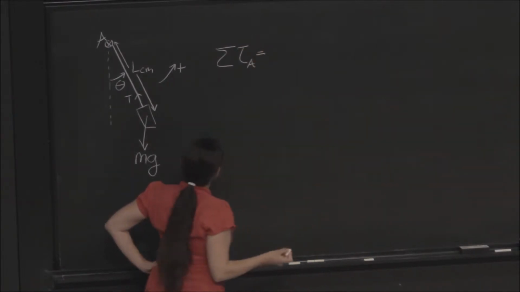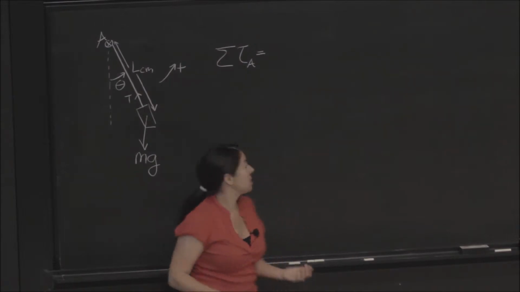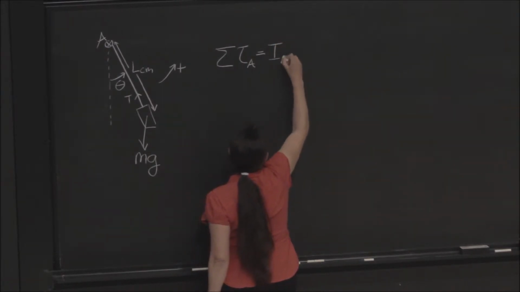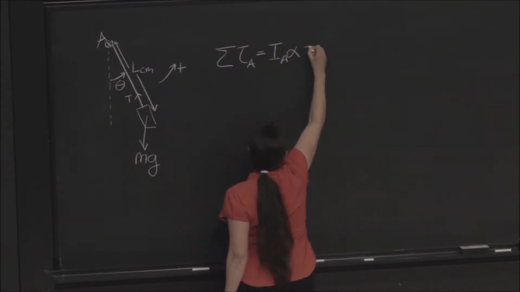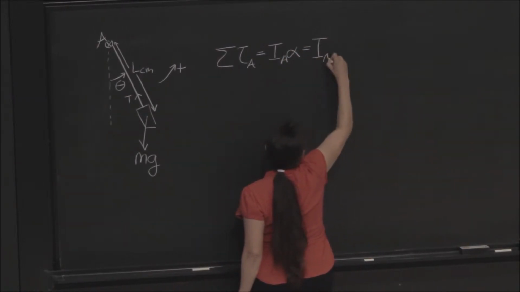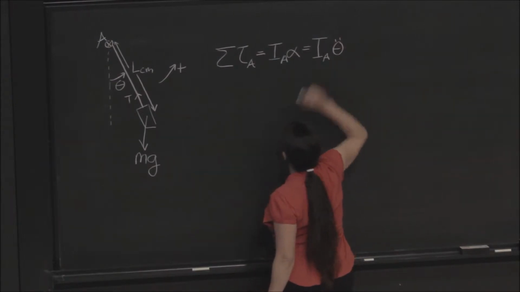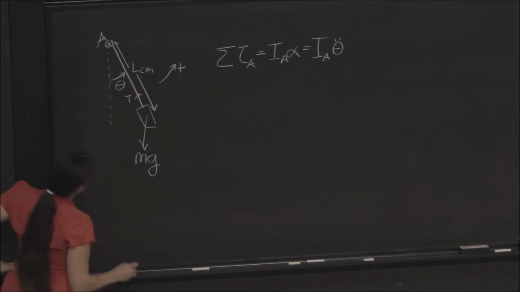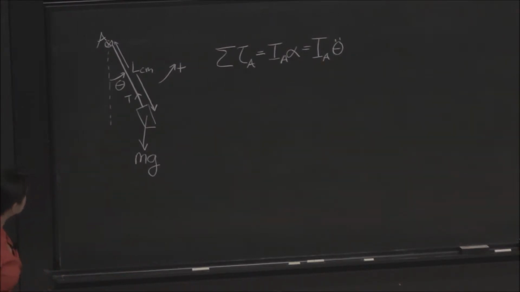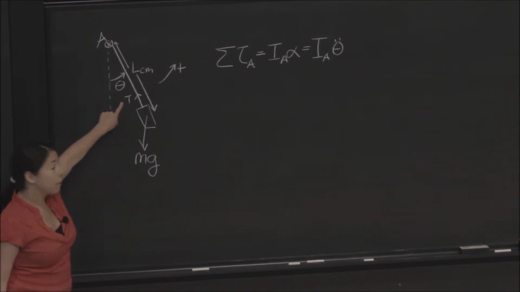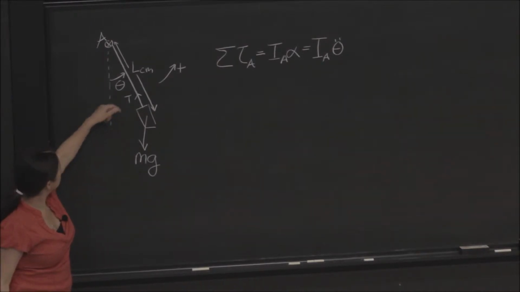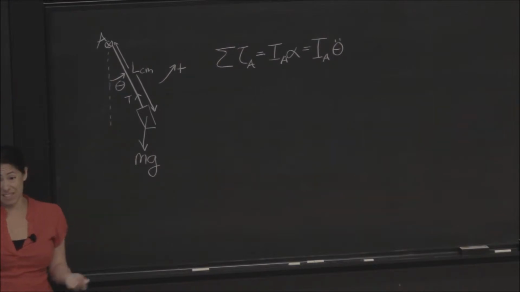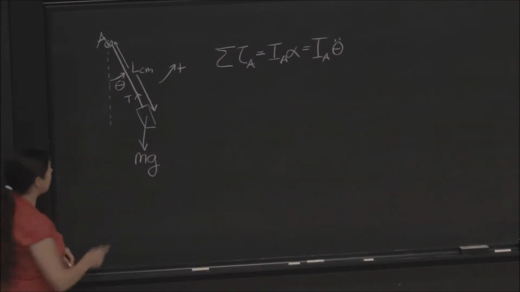Okay, so let's do our sum of the torques around point A. What that's going to equal, just like the sum of the forces always equals ma, the sum of the torques is always going to equal the moment of inertia about point A times alpha, which we can write as theta double dot. What torques do I have acting here? Does tension give a torque? Nope, because the angle between R and F is 180, which gives a cross product of 0, so we don't have to worry about that one.